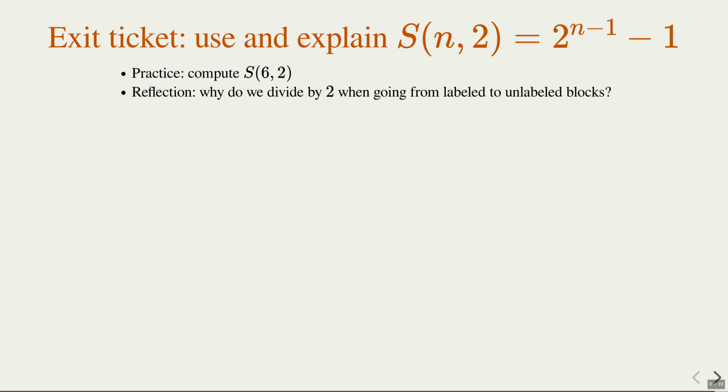Because every unlabeled partition has exactly 2 labelings. Pick which block you call A, and the other becomes B. With both blocks non-empty, those 2 labelings are always distinct, so the overcount factor is exactly 2. Main takeaway: for 2 blocks, labeling creates a simple power of 2 count, and symmetry cleanly removes the labels. This label then unlabel strategy is a core combinatorics move.